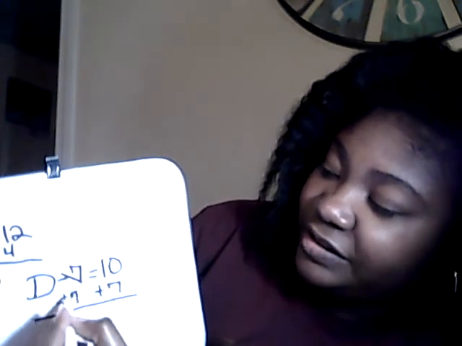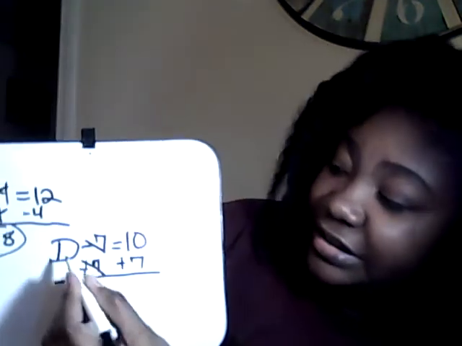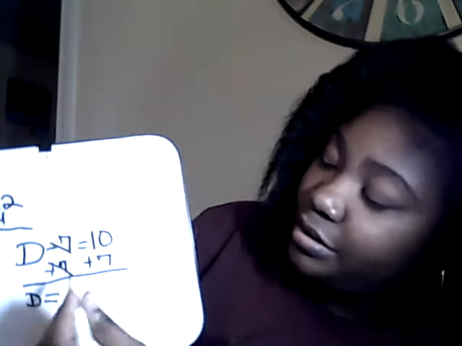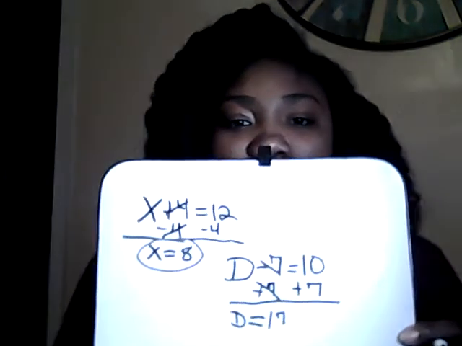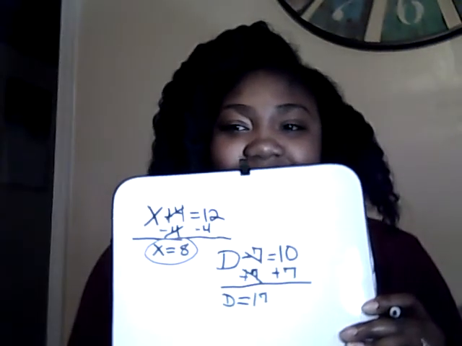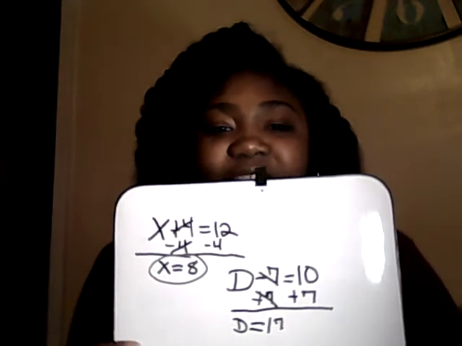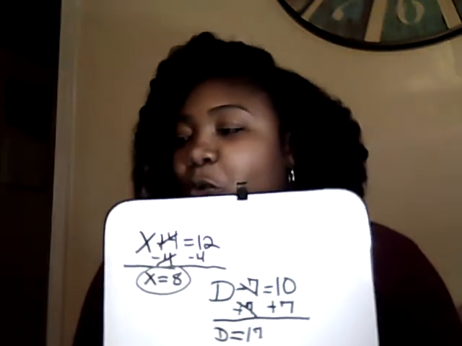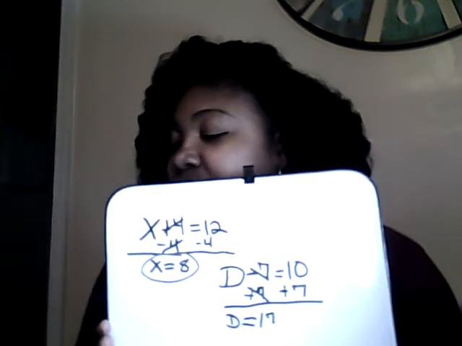Negative 7 and positive 7 cancel out. So I'm bringing down everything else that is left, which is D, my equal sign, and then 10 plus 7. Add those two numbers together, and it's 17. Trying to make sure you guys see that. So don't forget, when you make a change to one side, you have to make the same change to the other side when you're dealing with one-step equations. So I'm going to erase this, and then we'll go ahead and go for some problems.